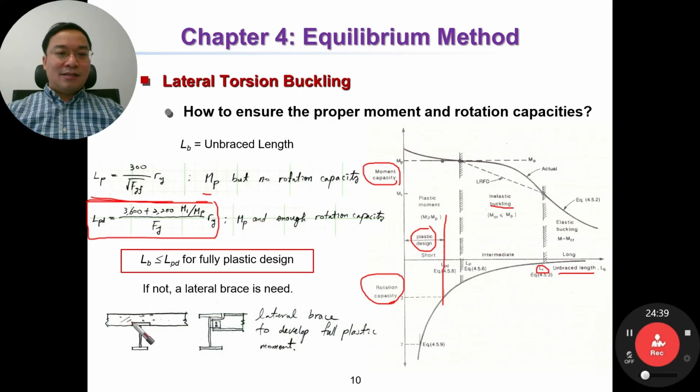It is provided by a concrete floor slab, or by using a lateral brace to develop the full moment. So in plastic analysis and design, you have to check that the unbraced length is smaller than LPD using this equation. If not, you have to add the lateral brace.